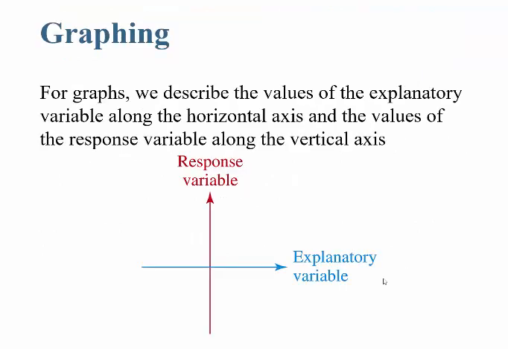When you're graphing, let me describe how you might make your own graphs. For graphs, we describe the values of the explanatory variable on the horizontal axis always. So those independent explanatory variables are on the horizontal axis, and the values of the response variable go along the vertical axis. So these are the dependents. Think about it as the x and the y.